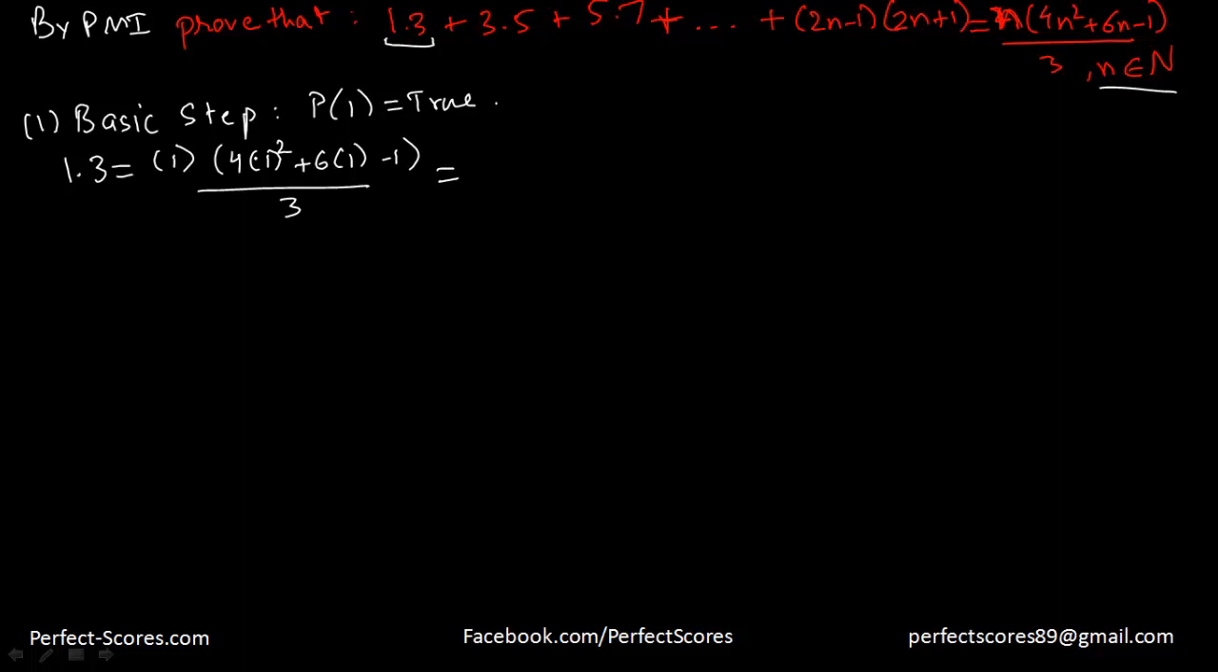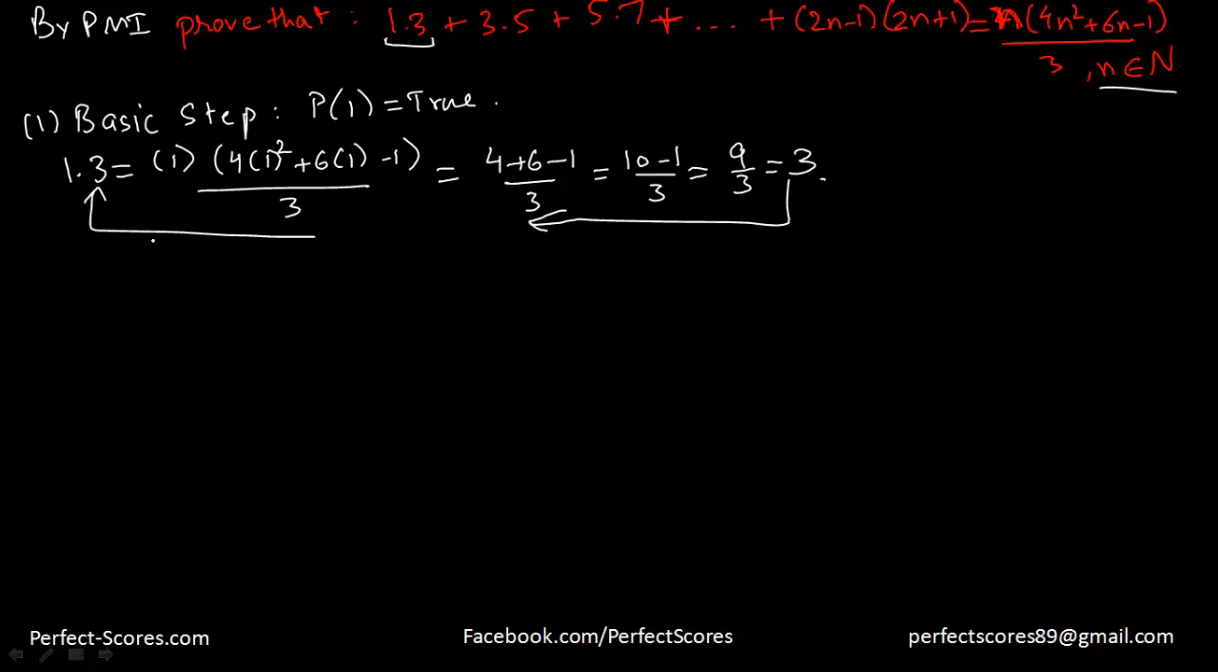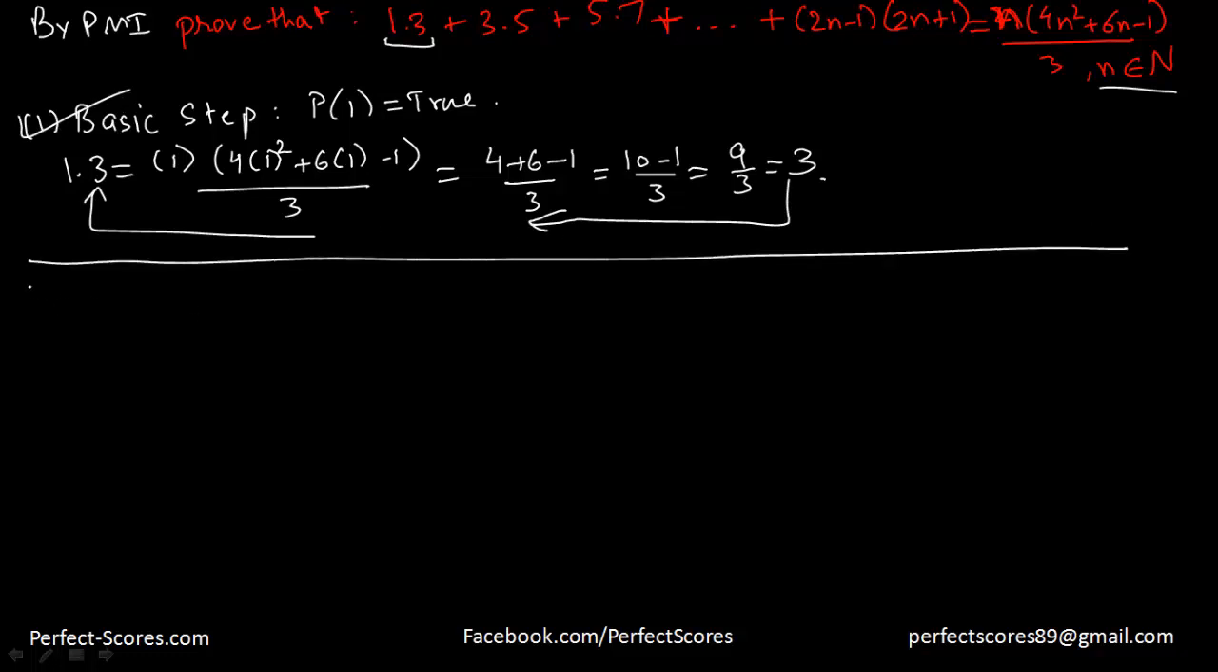If I just focus on the right hand side here, that is going to be 4 plus 6 minus 1 divided by 3, which is 10 minus 1 divided by 3, 9 by 3, that is equal to 3. So I have proven that the left hand side is equal to the right hand side, which means the basic step is fine, it's complete.